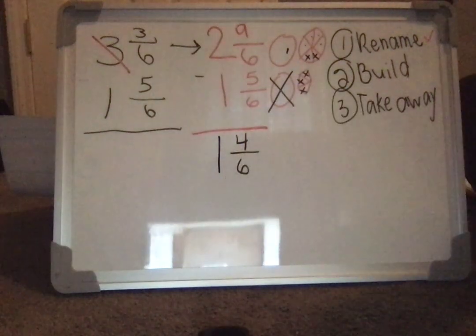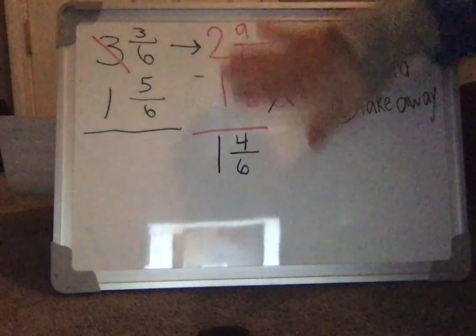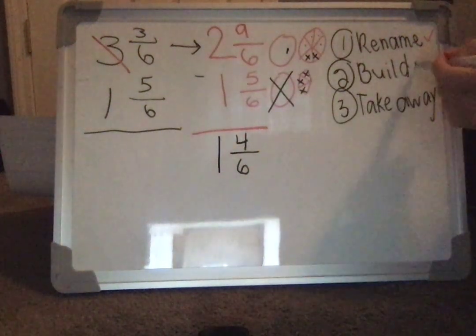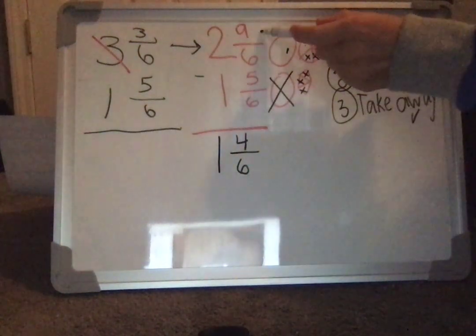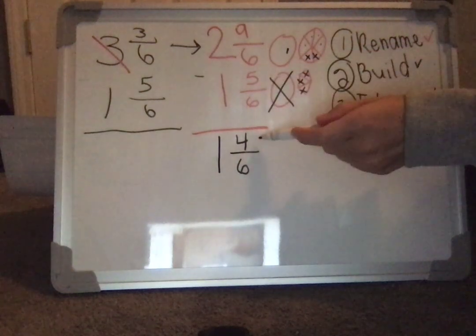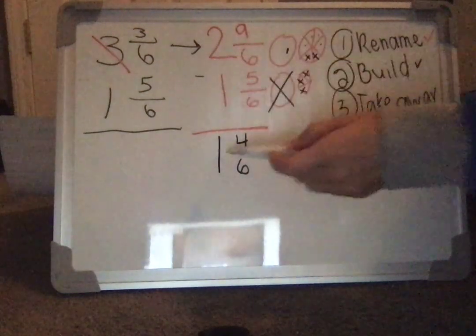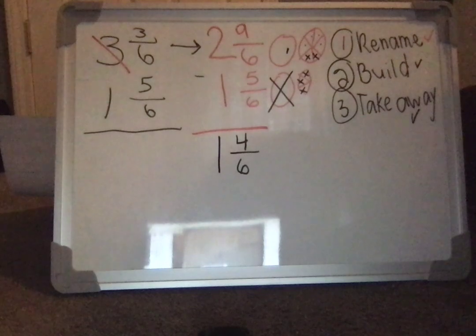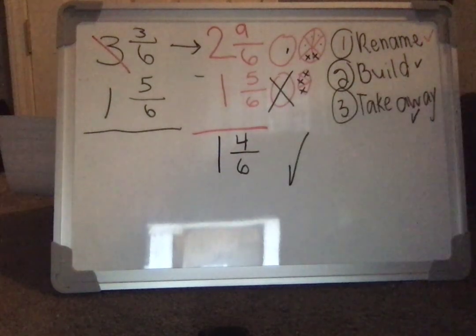And I'm going to double check my work by solving it vertically. So we built it and we took away. 9 sixths minus 5 sixths equals 4 sixths, and 2 minus 1 is 1. So we did do that correctly.